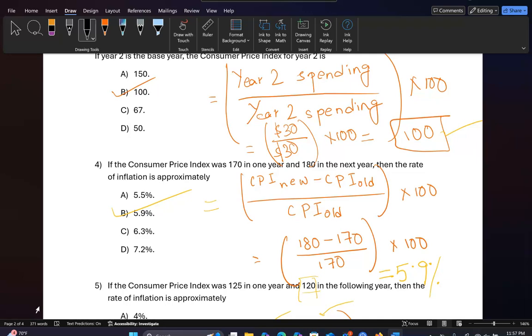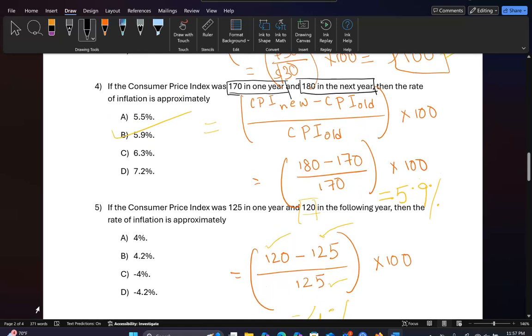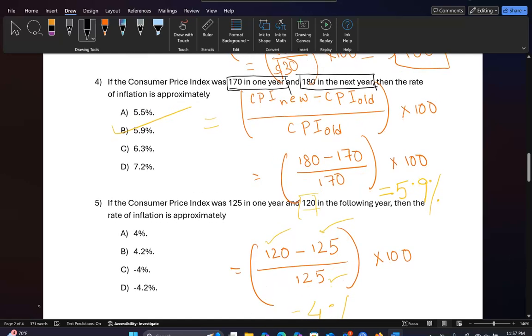Question 4. CPI was 170 in year 1. Year 2, the CPI went up to 180. The formula for inflation rate is CPI new minus CPI old over CPI old times 100. So it's got to be 180 minus 170 over 170 times 100. We get 5.88% or approximately this one, 5.9%.